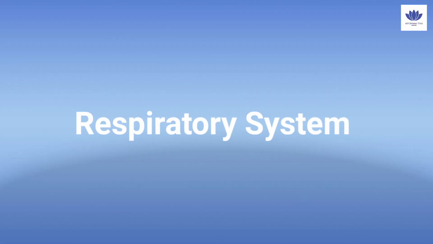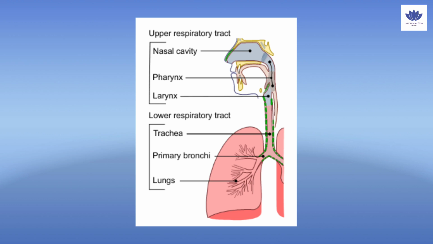Next is the respiratory system. So the human respiratory system is divided into two parts: the upper respiratory system and the lower respiratory system. The upper respiratory system consists of the nasal cavity, pharynx, and larynx. The lower respiratory system consists of the trachea, bronchi, bronchioles, and lungs.